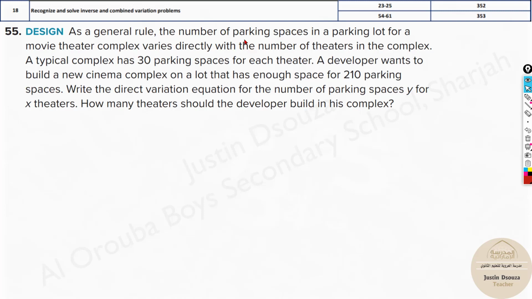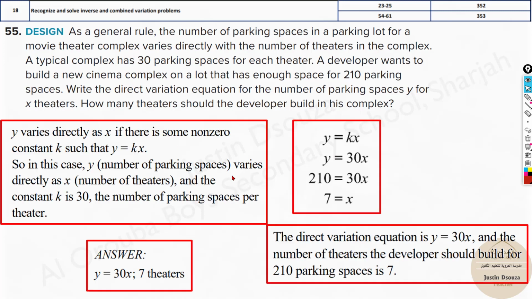As a general rule, the number of parking spaces in a parking lot of a movie theater complex varies directly with the number of theaters in the complex. And they have given us the values. We have to just substitute and solve.